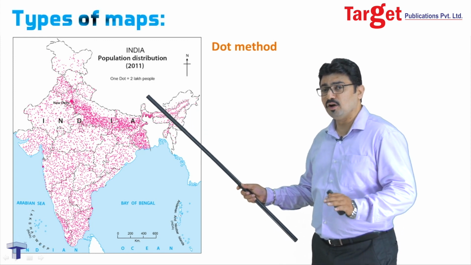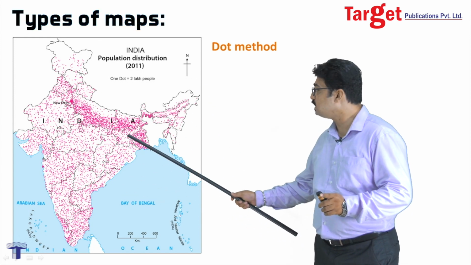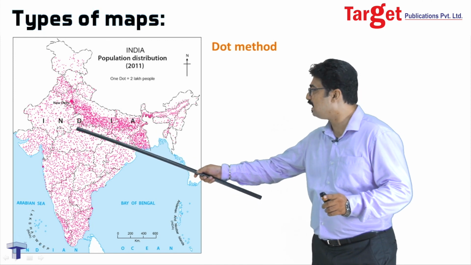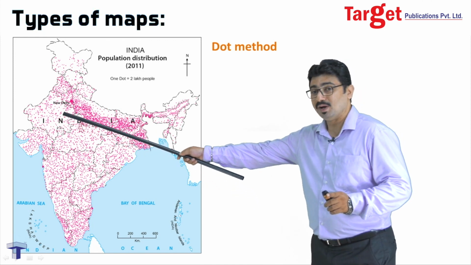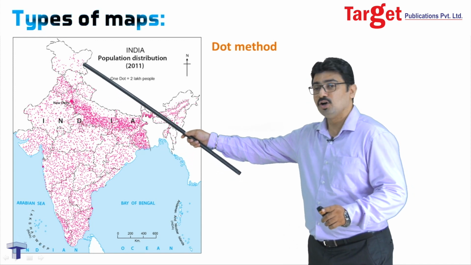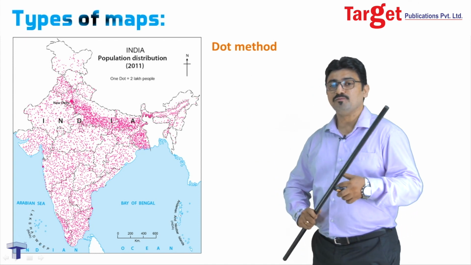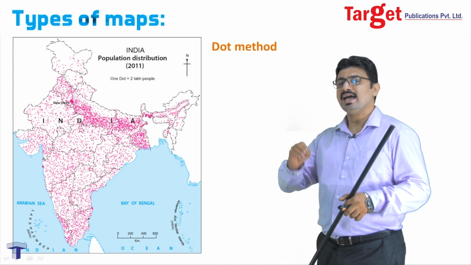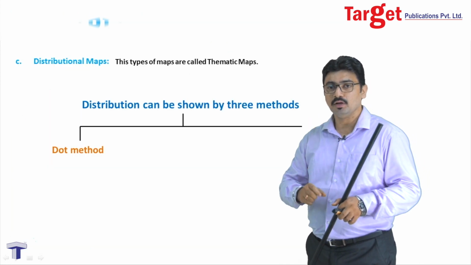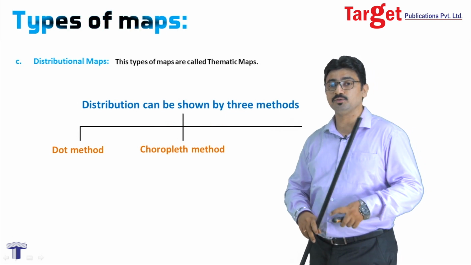Also, the number of dots in a region will determine the density of population. Here we can see there is a huge density of population in these areas. There is very less density of population in the western areas. There is extremely less density of population in the northern region in Jammu and Kashmir. So, this dot method of showing distribution of population is extremely useful. It clearly indicates what we want to know. It is very essential to understand how to read this kind of maps as well.